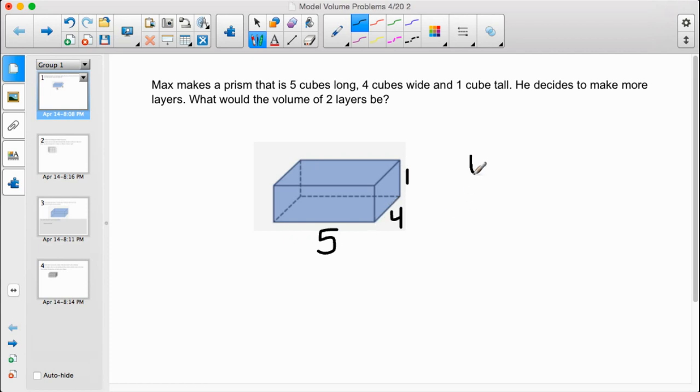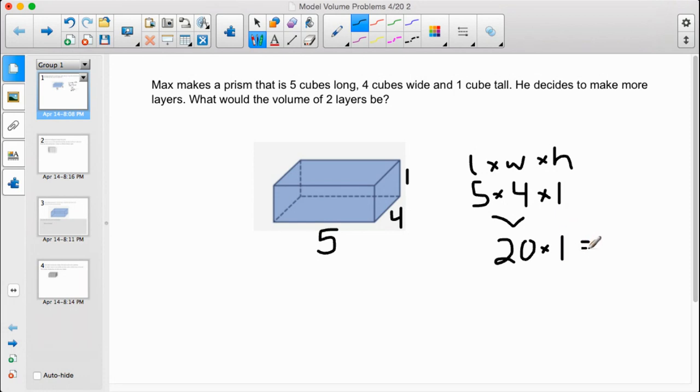And I know that my volume formula is always length times width times height. So then over here, I can just plug in my numbers. 5 times 4 times 1. And now I just need to solve it. I know that 5 times 4 is 20. And I'm going to bring down everything I haven't used yet, which is just that 1. And I know that 20 times 1 is 20.